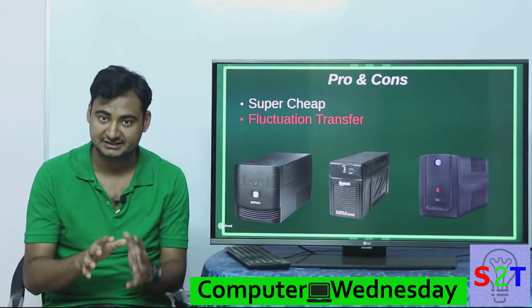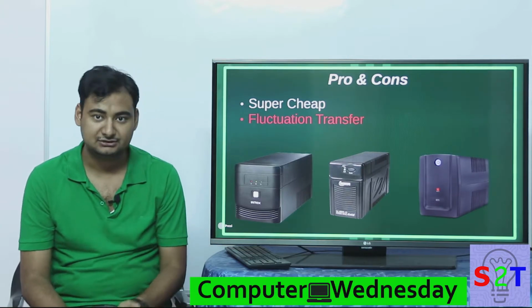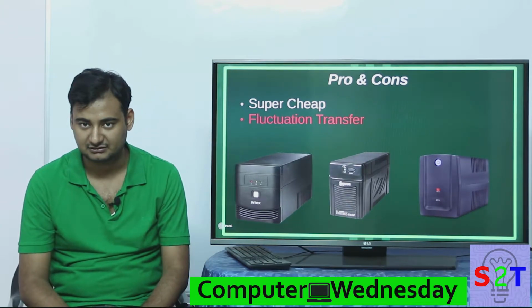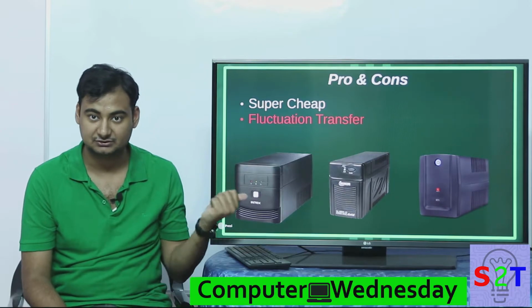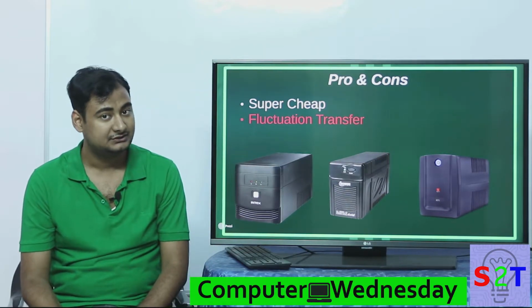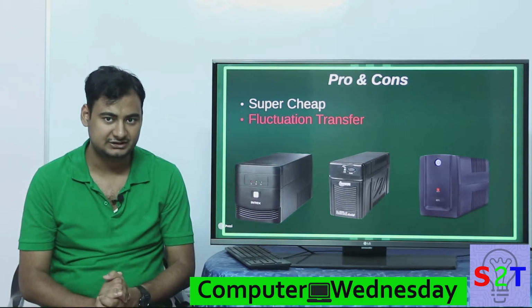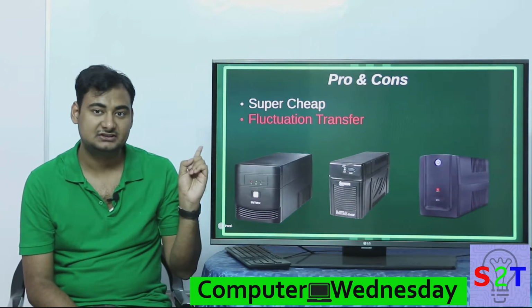Generally, they are one unit, as in the battery is inside them. And you can buy them in a large variety of power ranges, where you can have one battery, dual battery, or sometimes 4 battery. So suffice to say, it's a very cheap arrangement. However, it does transfer fluctuation.